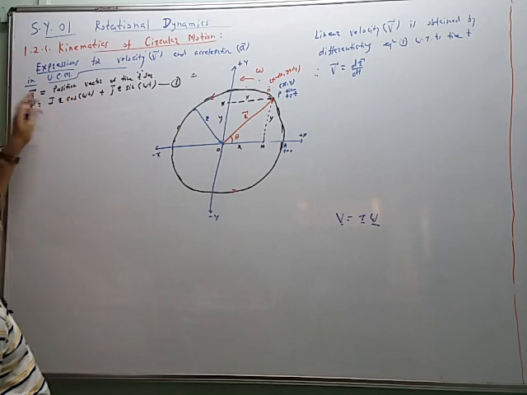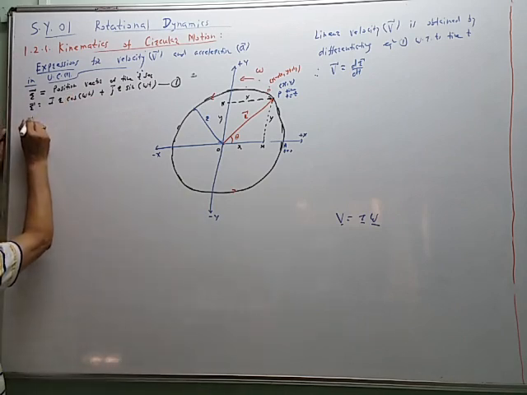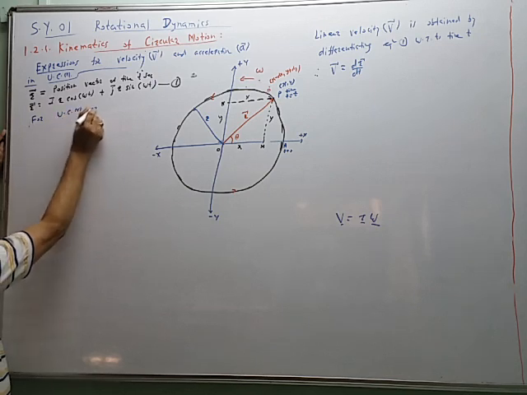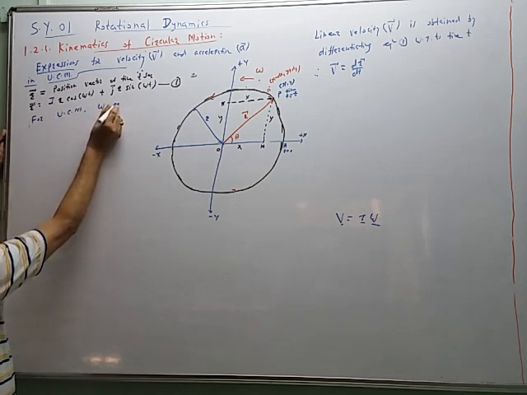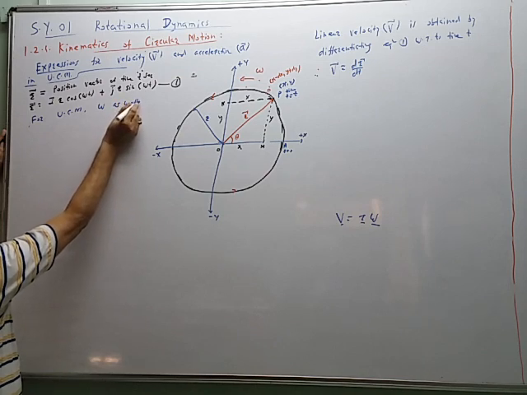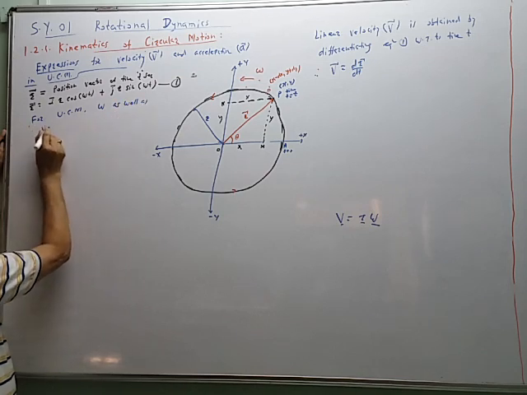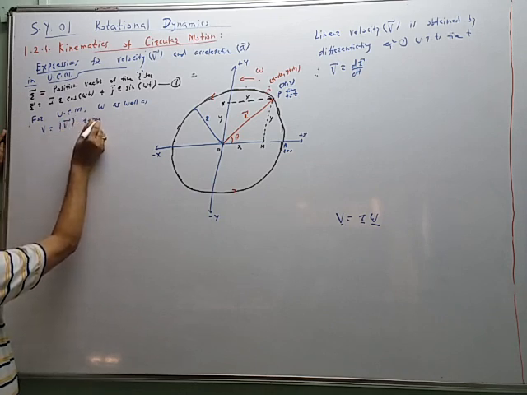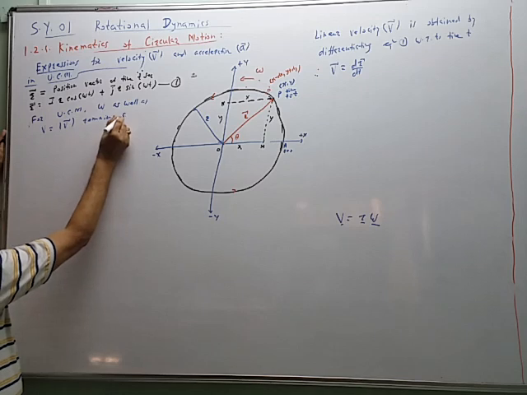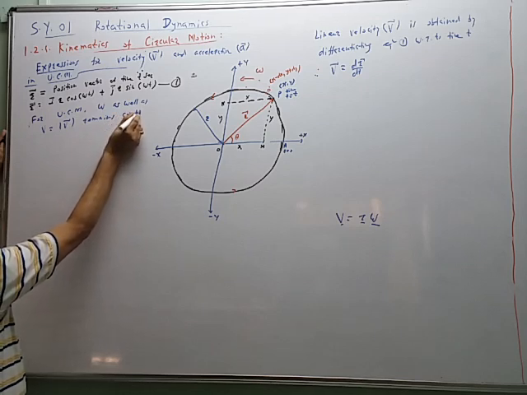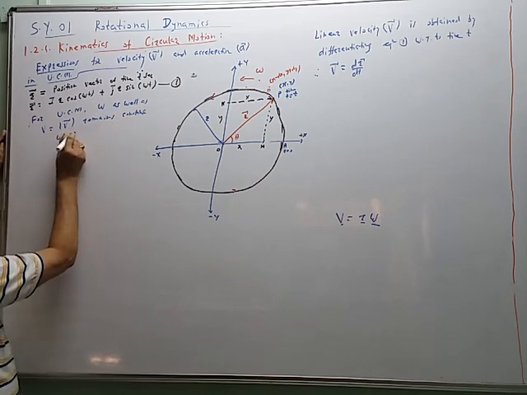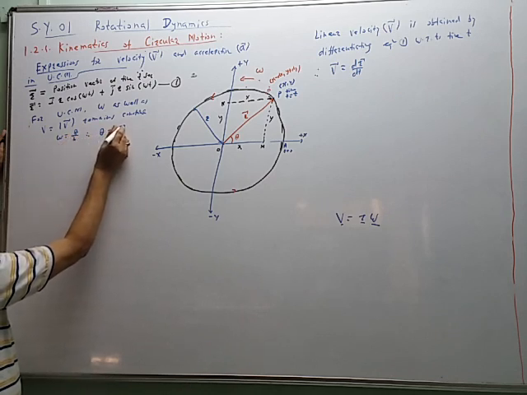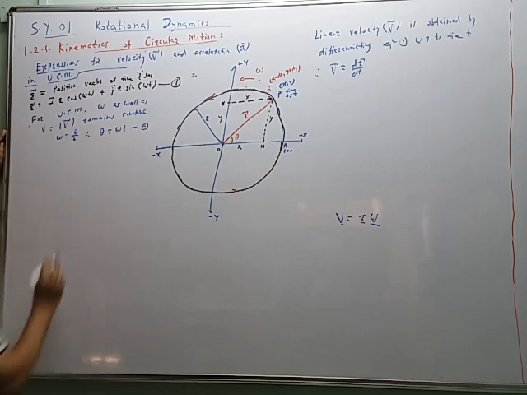So for UCM, omega, the angular velocity, as well as v, that is the magnitude of linear velocity, remains constant, and this omega is given by theta by t. Therefore theta, the angular displacement in time t seconds, is equal to omega t. This is equation A.